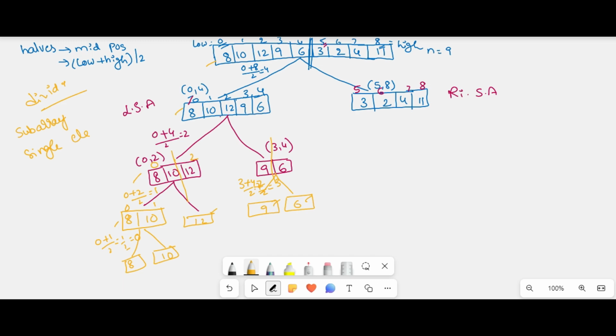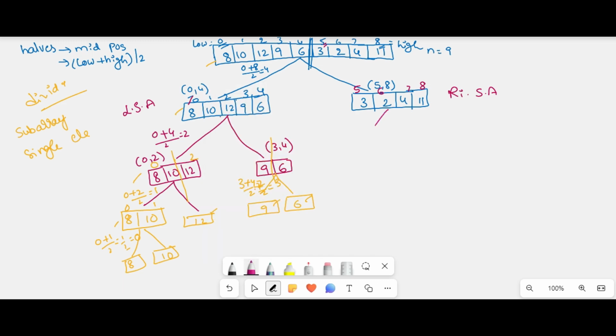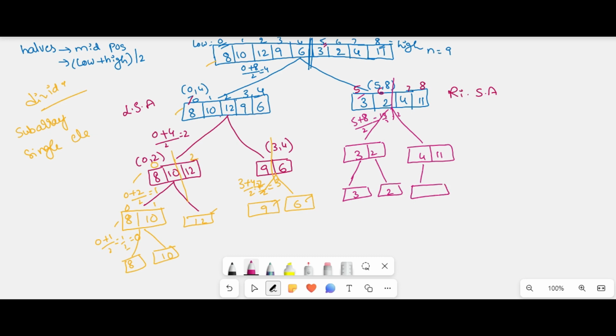Like that, this array is divided. Now coming to the right sub-array. Again, see, the lowest position is 5 and the highest position is 8, so (5 plus 8) by 2, 13 by 2, which is 6. So that means this will be divided like this: 3, 2, and here 4, 11. Like that, it is divided into 3, this is divided into 2, this is divided into 4, and this is divided into 11.